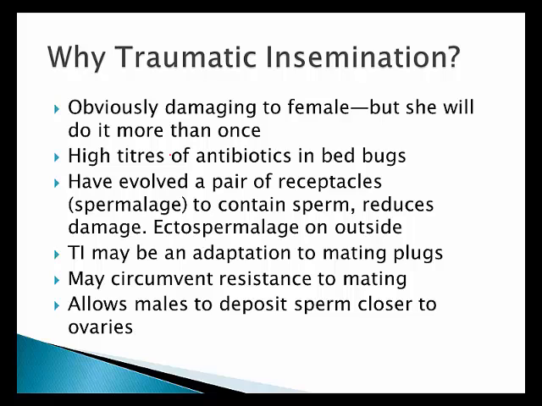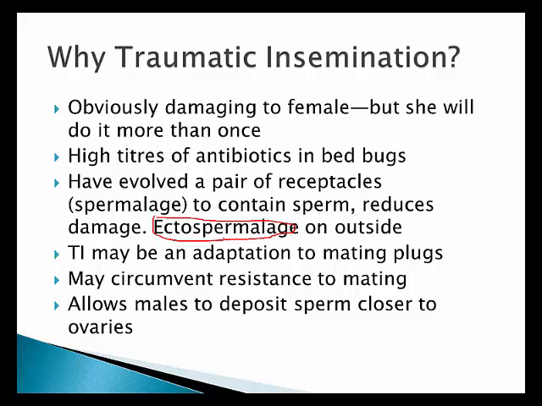Another weird thing is that the females of some species have developed structures to minimize the damage of traumatic insemination, which seems like a good thing to do. On the outside of their abdomen, there's a structure called the ectospermalege. Let's get our little highlighter out here. Okay, ectospermalege, which is on the outside of the abdomen. And this is basically a signal to the male, hey you, dummy, come over here. This is where you want to rip me open and inject the sperm.